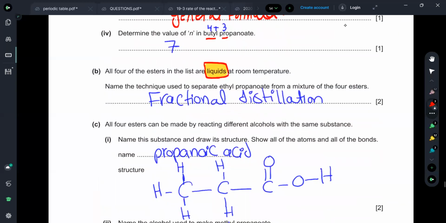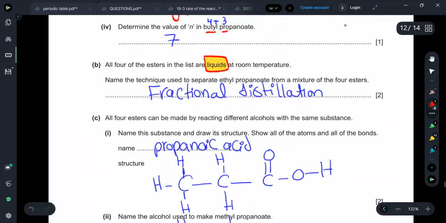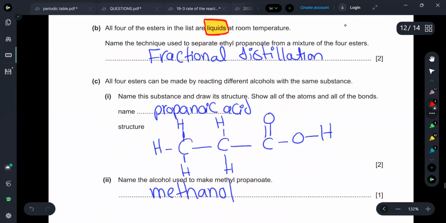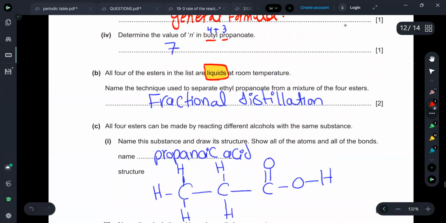Part B: all 4 of the esters in the list are liquids at room temperature. Take care about liquids. Just underline keywords in the question to get a correct answer. Name the technique used to separate ethyl ethanoate from a mixture of the 4 esters. To separate a mixture of liquids with different boiling points, use fractional distillation. All 4 esters can be made by reacting different alcohols with the same substance. Name the substance and draw its structure, showing all atoms and bonds.